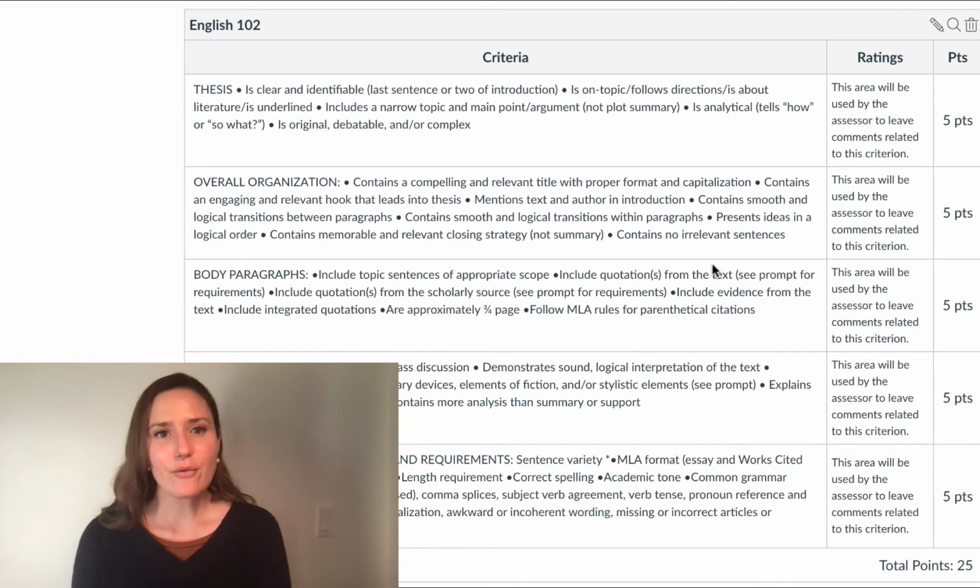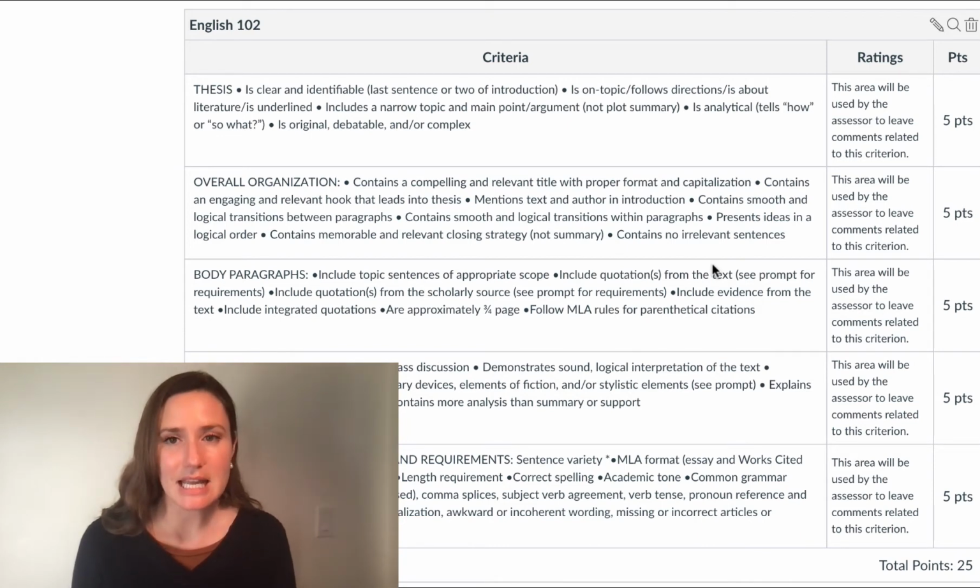A 5 out of 5 would mean that you've done all of the things listed here. A 4 out of 5 would mean you've done most, and so on and so forth.